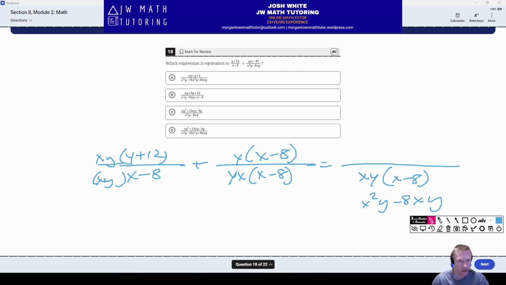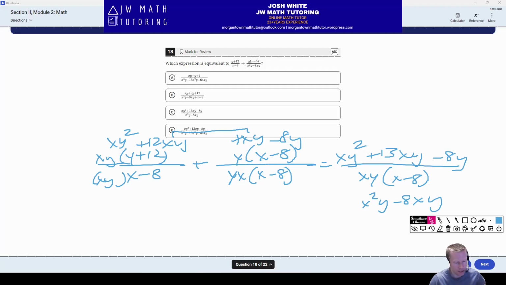Now in the numerator, we get xy squared plus 12xy plus xy minus 8y. So looking to combine our like terms, okay, xy squared is by itself. These two combine to give us 13xy, and then minus 8y is by itself. So when we look at the answer choices, it should be letter C right here.